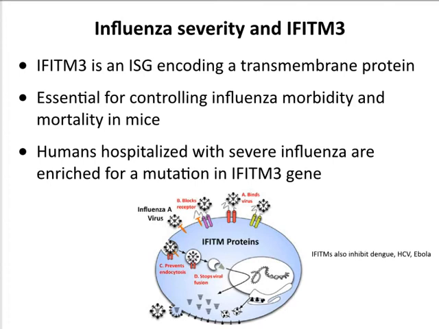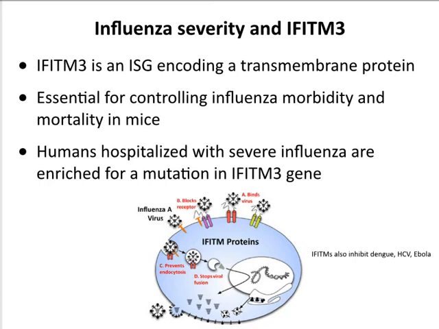So IFITs are proteins that are induced by interferon. There's a whole bunch of them that can interfere at various stages of the replication cycle. IFITM3 is an ISG that encodes a transmembrane protein. And if you knock out this gene in mice, they get much more severe influenza and much higher frequency of death. So in humans who get severe influenza, in any outbreak of influenza, there are always some who develop severe influenza, pneumonia, and need to be hospitalized.